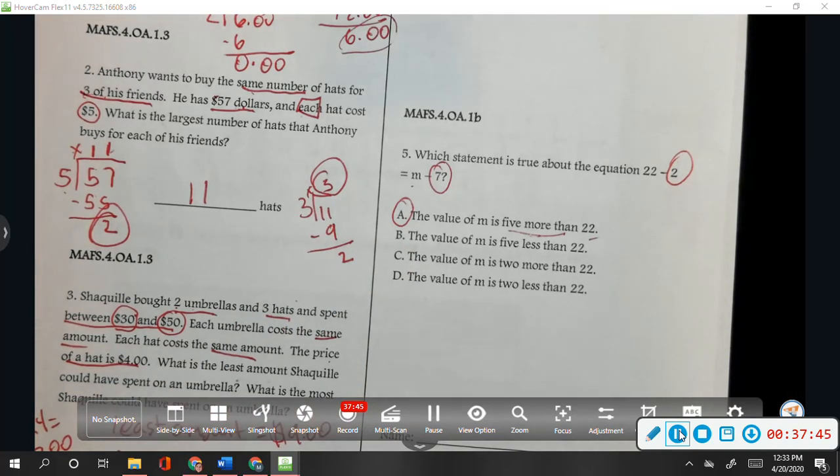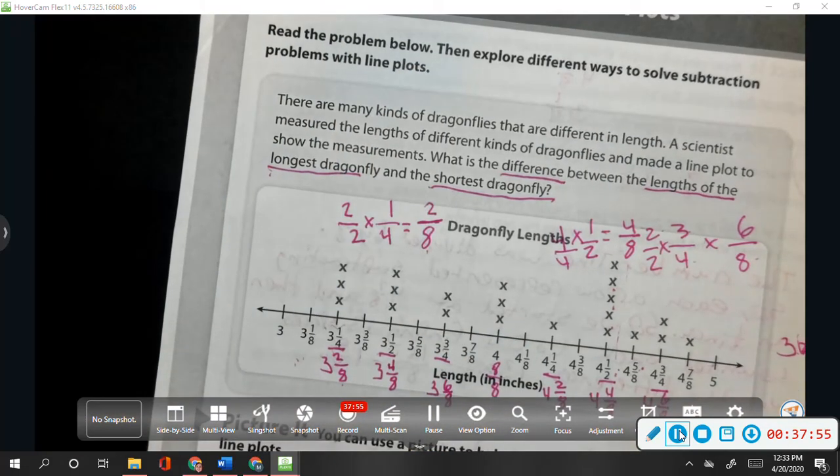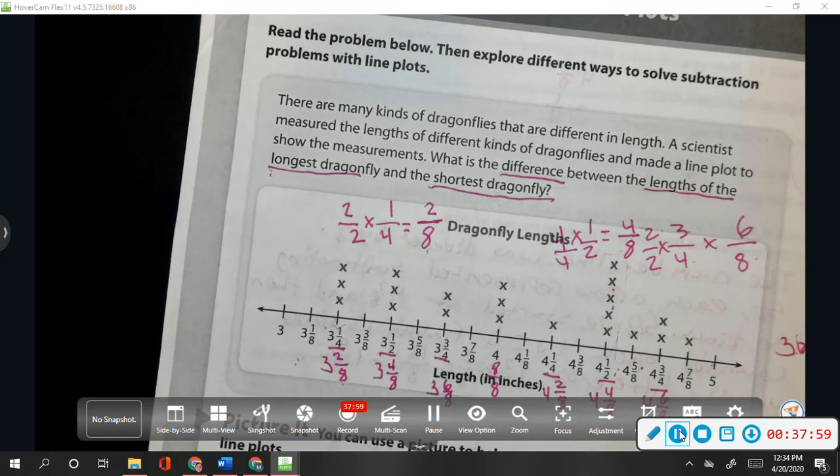And that completes our day 1, week 4, subtracting line plots. Tomorrow is going to be more of a guided practice, so I will pop on and work the problems out really quickly, but we won't go too in depth.